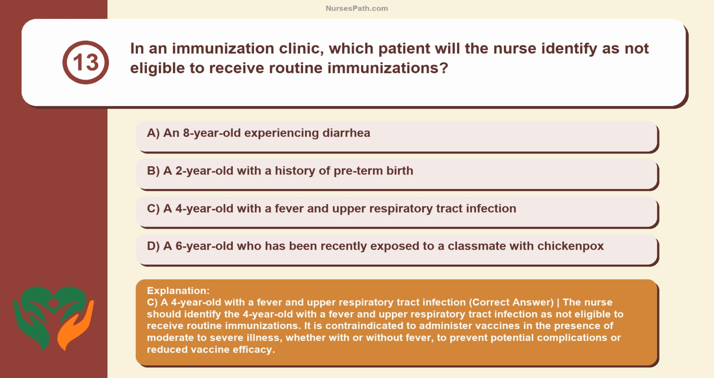C. A 4-year-old with a fever and upper respiratory tract infection. Correct answer. The nurse should identify the 4-year-old with a fever and upper respiratory tract infection as not eligible to receive routine immunizations. It is contraindicated to administer vaccines in the presence of moderate to severe illness, whether with or without fever, to prevent potential complications or reduced vaccine efficacy.